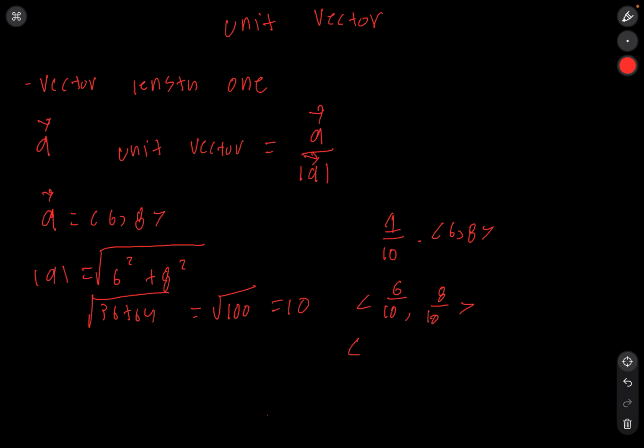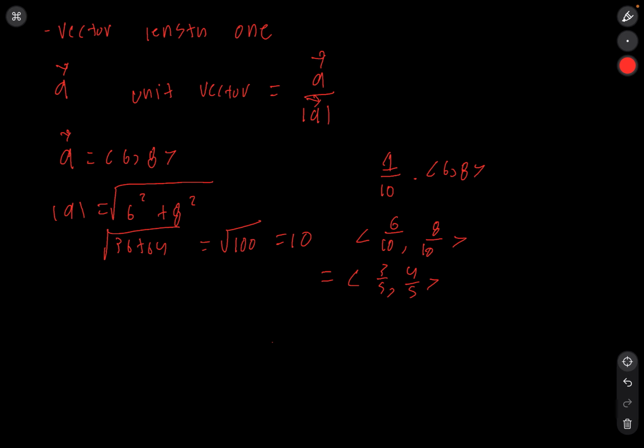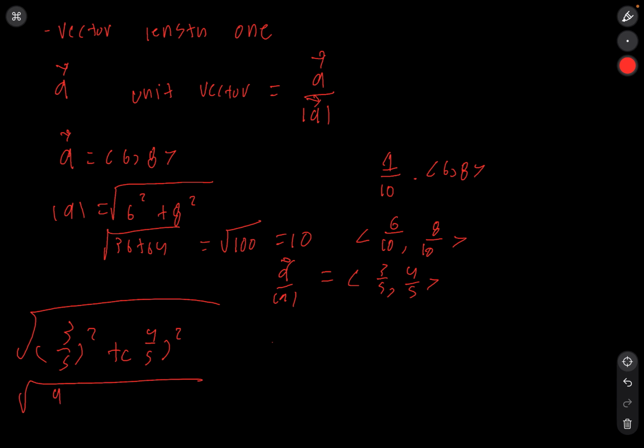And we can simplify these even more. The reason why it's called a unit vector is because this unit vector is now length 1. And I can prove it to you. 3 over 5 squared plus 4 over 5 squared, square root that. 3 over 5 squared is 9 over 25, plus 4 over 5 squared, which is 16 over 25. And you get the square root of 25 over 25, which is simply equal to 1. And that is a unit vector.